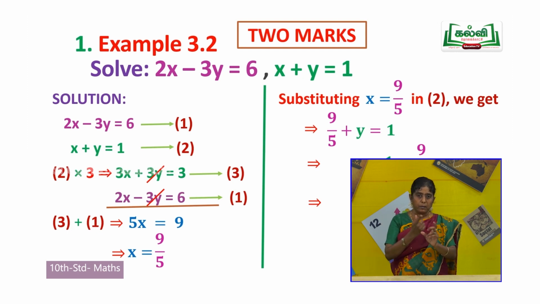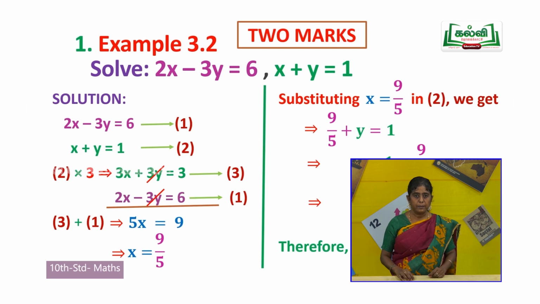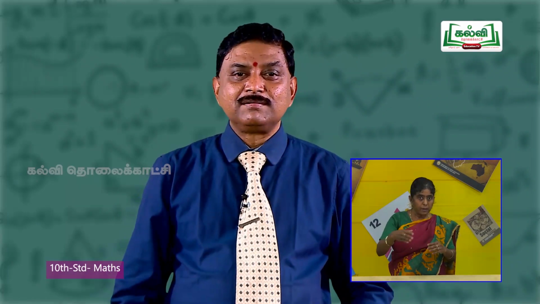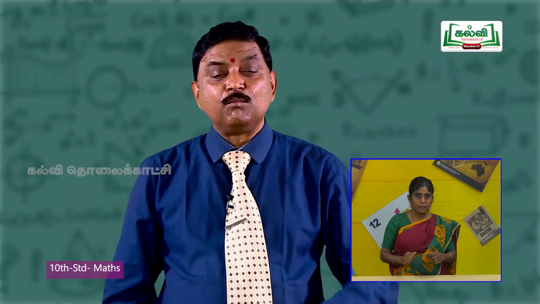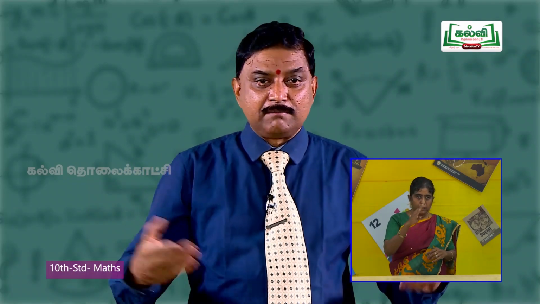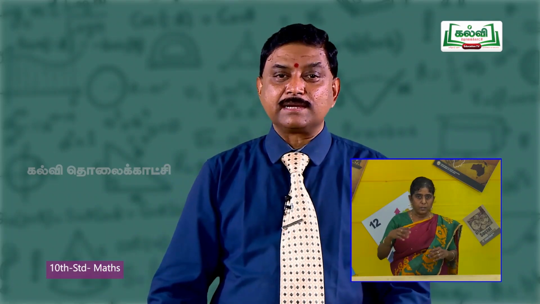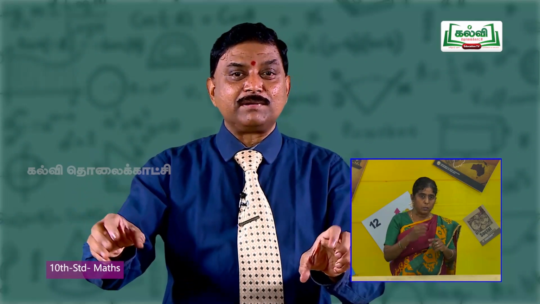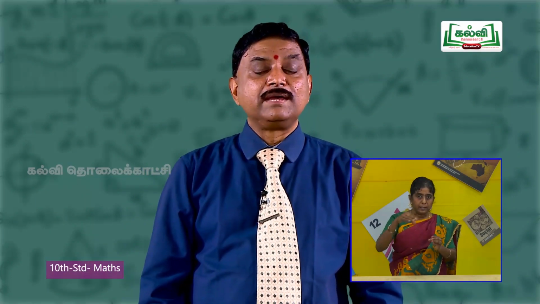So the value of x is 9 by 5, the value of y is minus 4 by 5. That becomes the solution: x equal to 9 by 5 and y equal to minus 4 by 5. Okay? So when we draw these straight lines in a graph, you will definitely see that both the straight lines intersect at a single point. That point is 9 by 5 comma minus 4 by 5. That is the geometrical meaning. So the point of intersection, the x coordinate and y coordinate, is nothing but the solution of the given two equations.